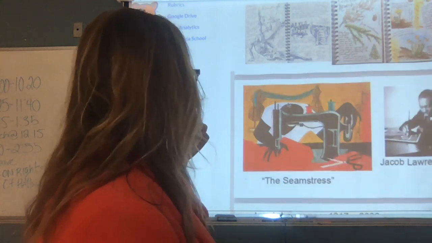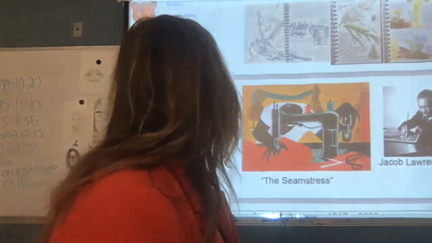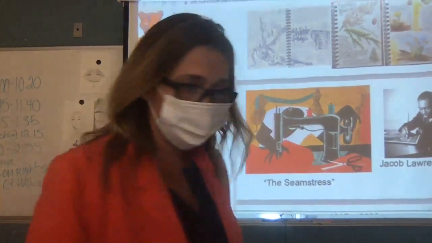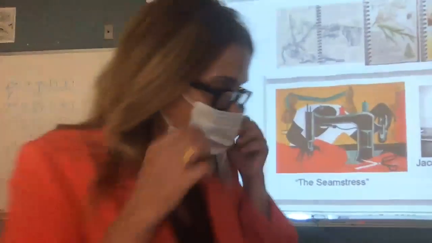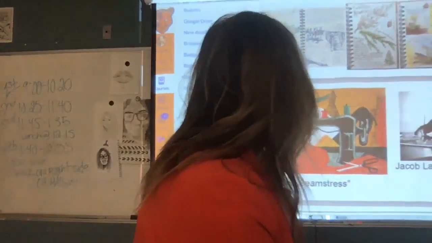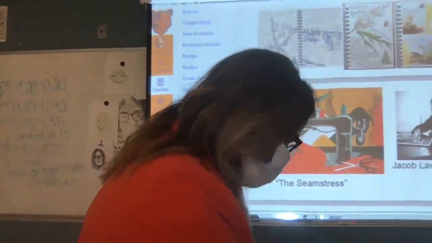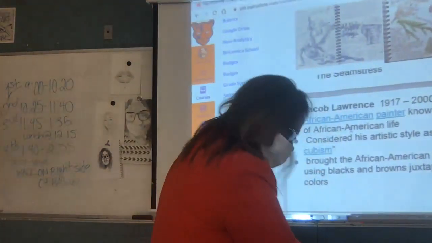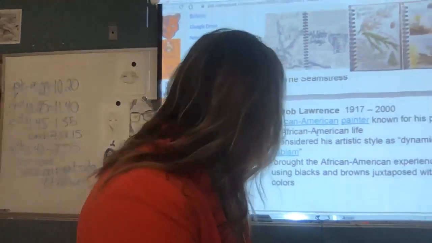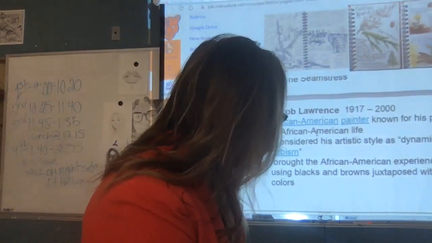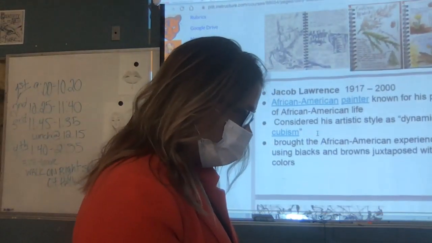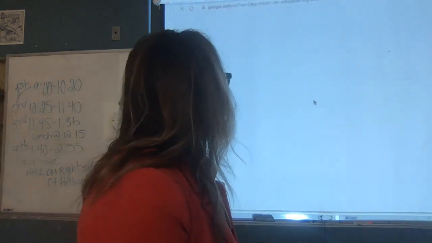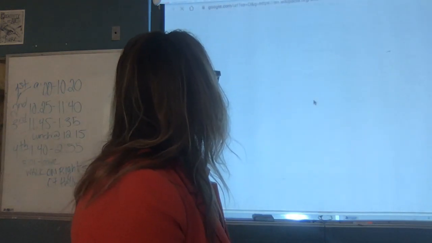That's today. Jacob Lawrence, the seamstress. This is just all of Jacob. If you're not familiar with Jacob Lawrence, you should really look him up. I just love his colors, his pattern. He's an African-American painter, and he lived from 1917 to the 2000s. And remember, these are hyperlinks. You can click on them.